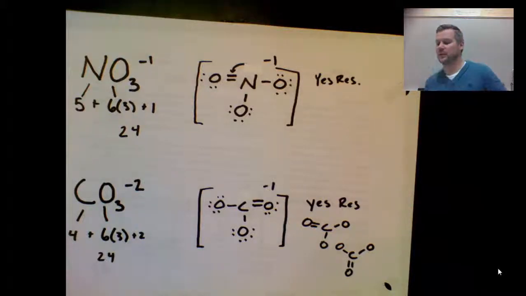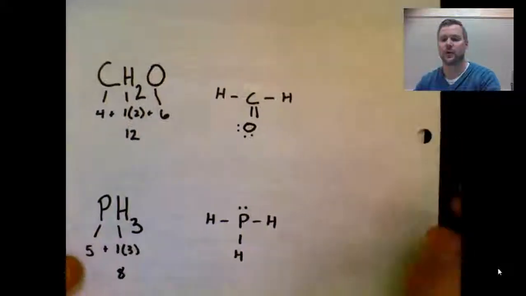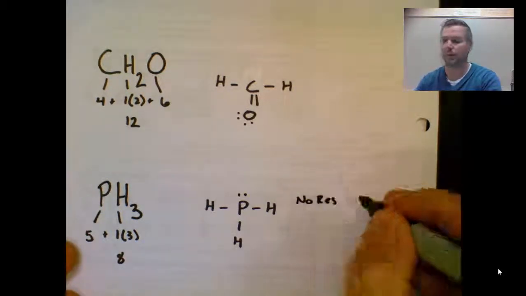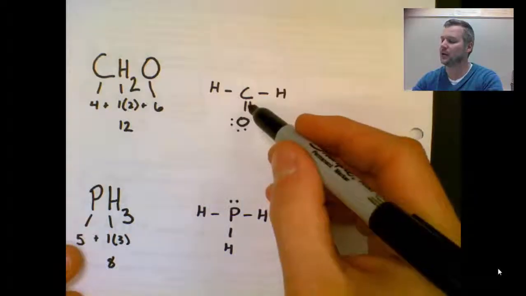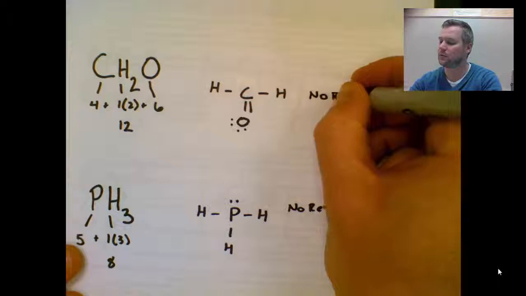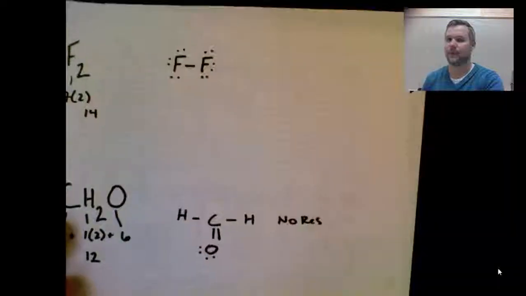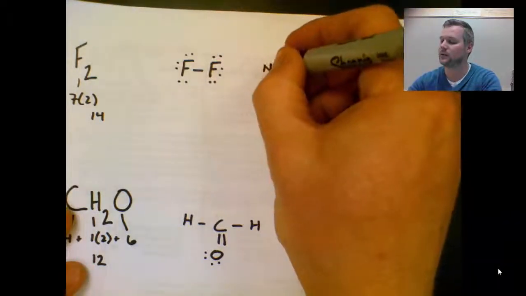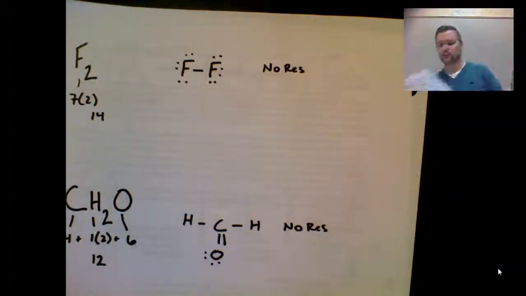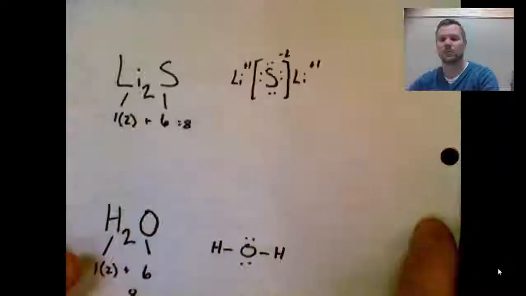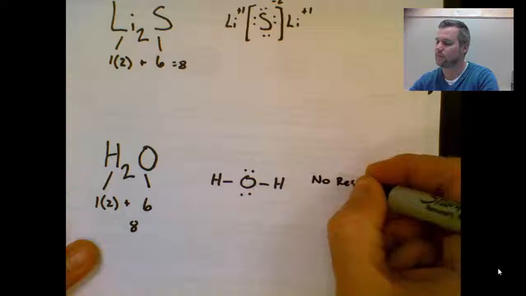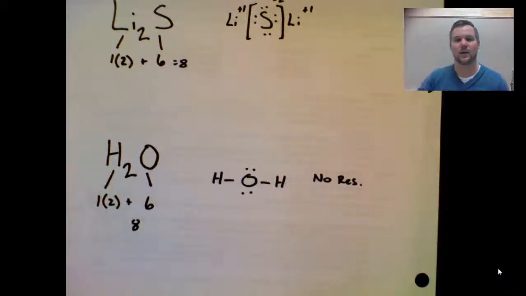Going back to previous examples, PH3, no double bond or triple bond, so no resonance. We have a double here, but that double can't be moved to hydrogens, so this is no resonance. And then the fluorine, no resonance. And finally, on a previous example, we had H2O, which would be no resonance. Hope that helps.